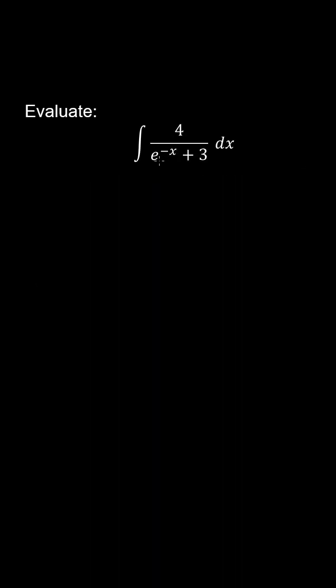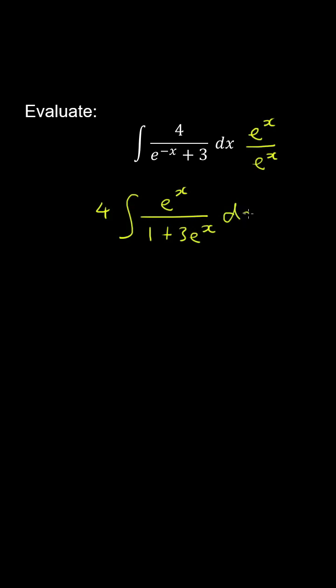Let's evaluate this integral, which looks a bit tricky to apply integration by parts. So we'll try to put it in a form where we can apply u substitution. So what I'm going to do is just multiply by e to the x on e to the x, and we don't alter the integral this way. So if we take the 4 outside the integral, so we have e to the x in the numerator, and then e to the minus x by e to the x is 1, plus 3e to the x, integrated with respect to x.